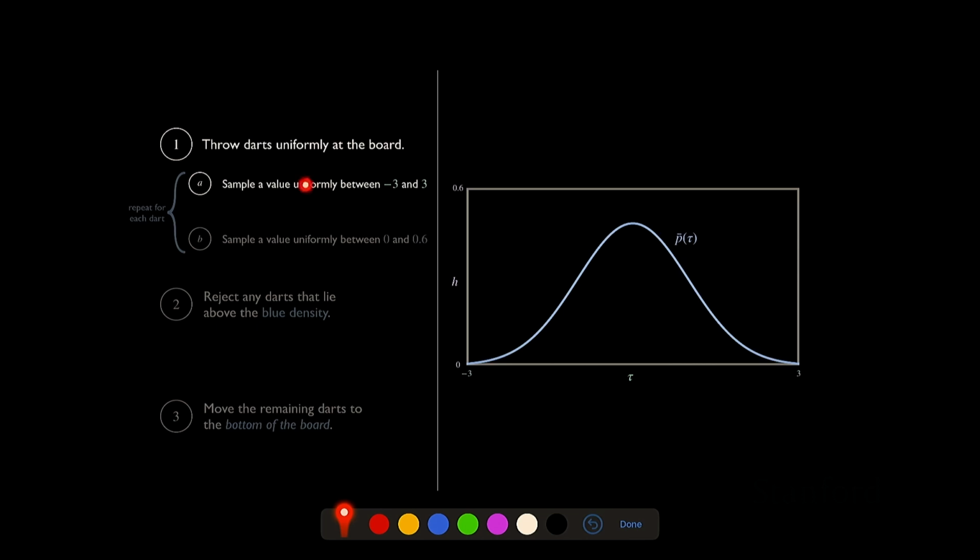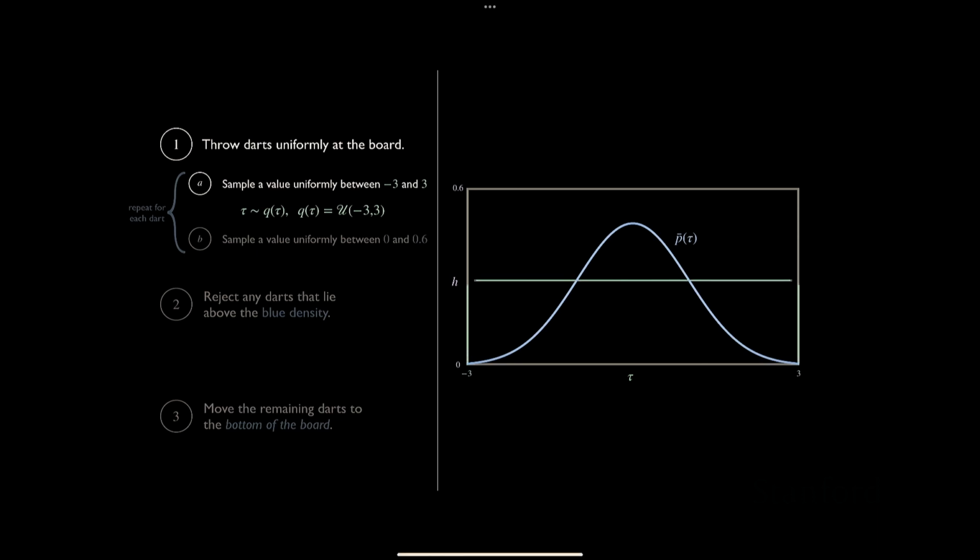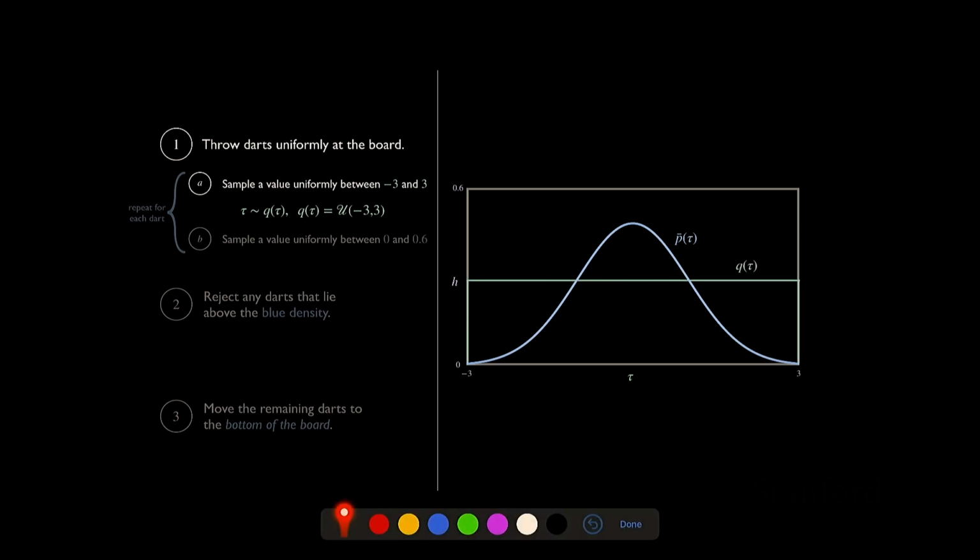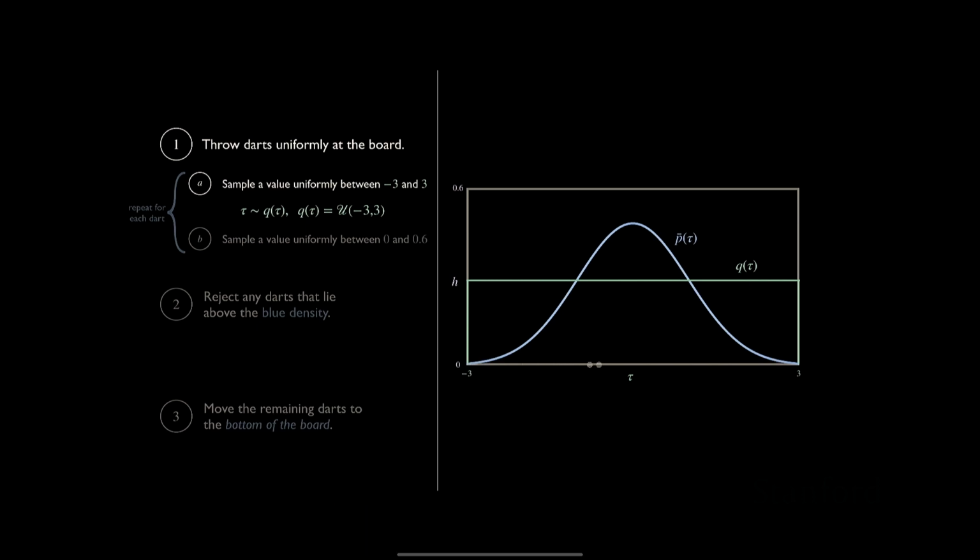And then the first thing that we want to do is sample a value uniformly between -3 and 3, along this axis of the board. And to do that, we're just going to specify the actual distribution that we're sampling from here. So we're going to say that tau comes from some distribution that we call Q of tau. And in this case, if we're sampling uniformly along the bottom of the board, that Q of tau is a uniform distribution between -3 and 3. But this is the exact same process that we were doing before. So now we're just defining the distribution that this actually comes from and drawing a sample from this distribution.